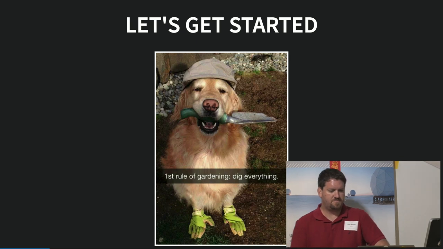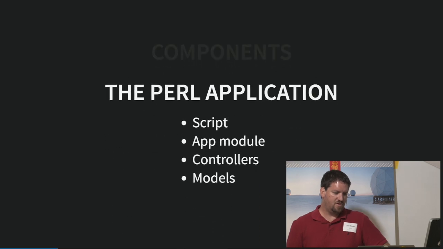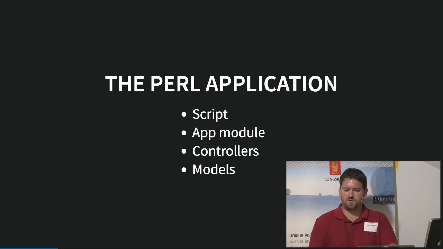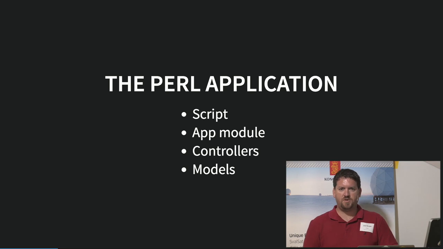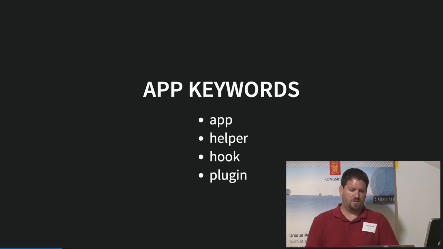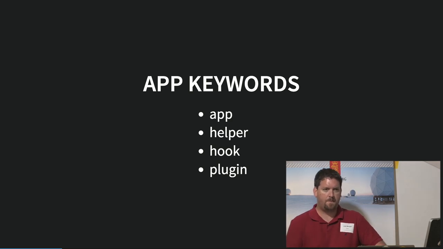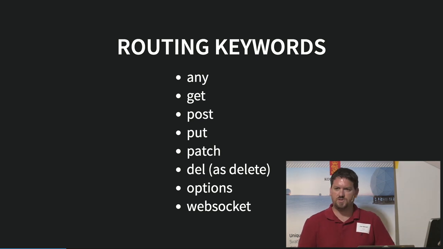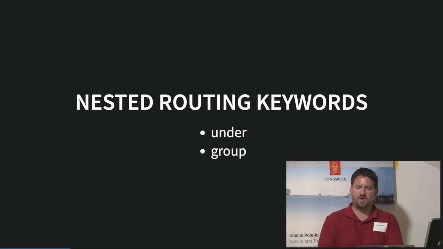So let's get started. We're going to look at some components first. The different things we're going to have to migrate are the application itself, which starts out as a script and becomes the application module, controller modules, and maybe even some models, hopefully. You have some application keywords: app, helper, hook, and plugin. You have some routing keywords: any, get, post, put, all these ones that you know. And then worse, you have the nested routing keywords, and this is where some of the confusion comes in.